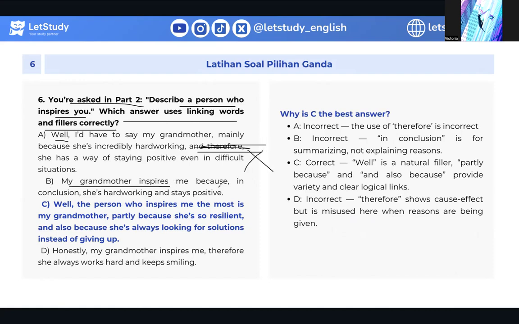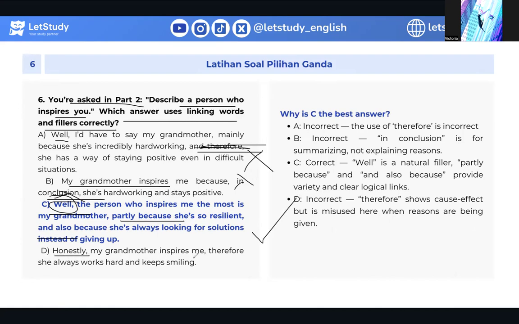B. My grandmother inspires me because, in conclusion, she's hardworking and stays positive. Again, the use of summary itu salah. C. Well, the person who inspires me the most is my grandmother, partly because she's so resilient and also because she's always looking for solutions instead of giving up. The use of "partly because" and "also", which is to add information, itu benar, then "well" as a beginning filler is also correct. Jadi, C itu benar.